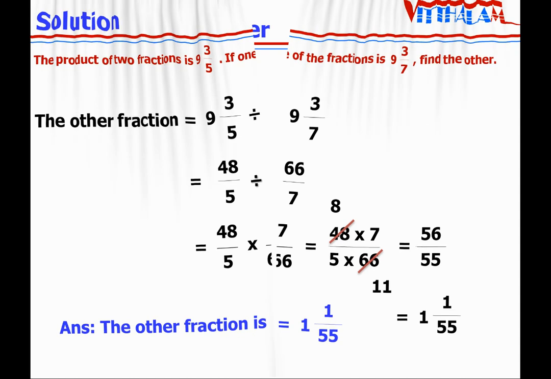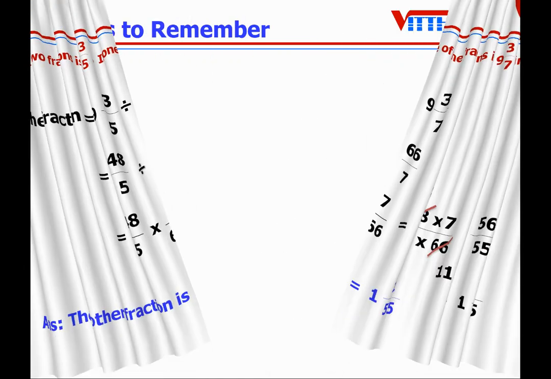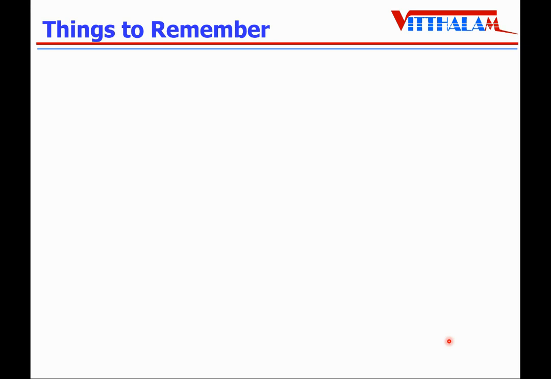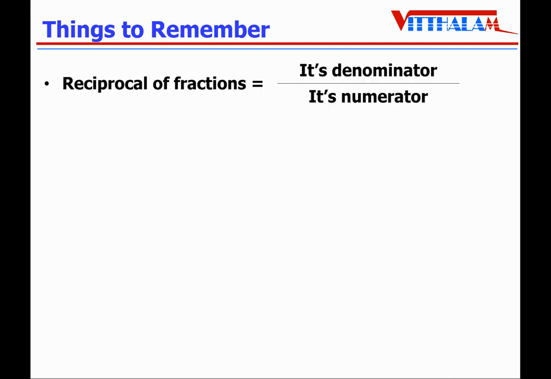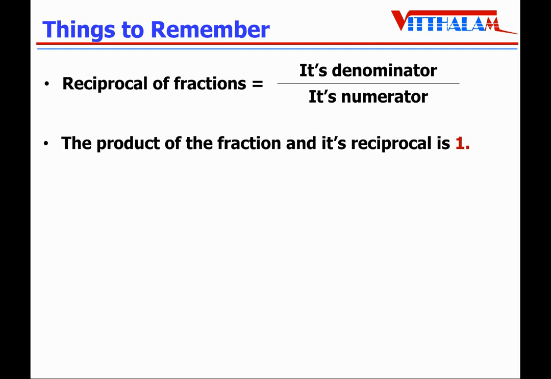Now let's summarize few things which we have to remember as far as division of fractions is concerned. Reciprocal of a fraction is the interchange, that means the denominator will become the numerator and the numerator will become the denominator. The product of the fraction and the reciprocal is 1. That is what we call reciprocal: if the multiplication of two numbers is 1, then they are known as the reciprocal of each other. 0 has no reciprocal, because there is no number which multiplied with 0 will give you the answer 1. That's why the reciprocal of 0 does not exist.